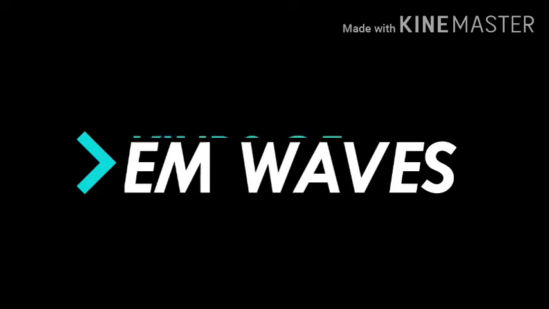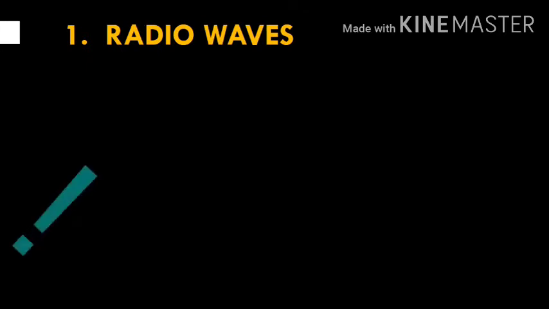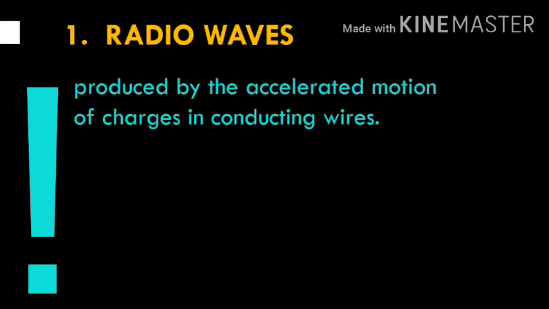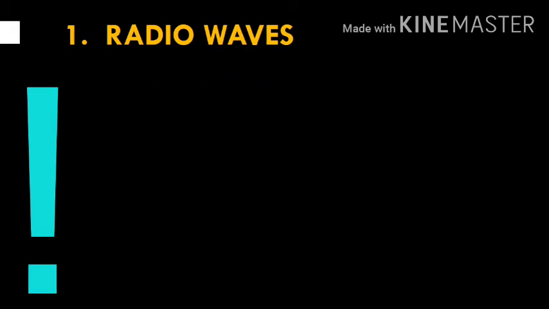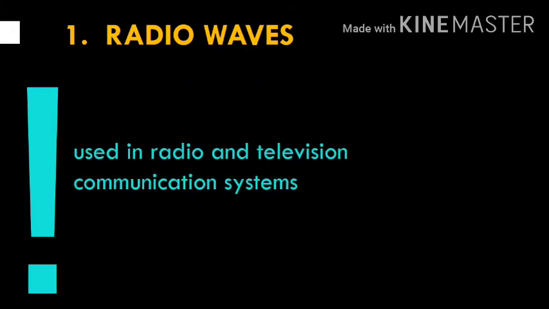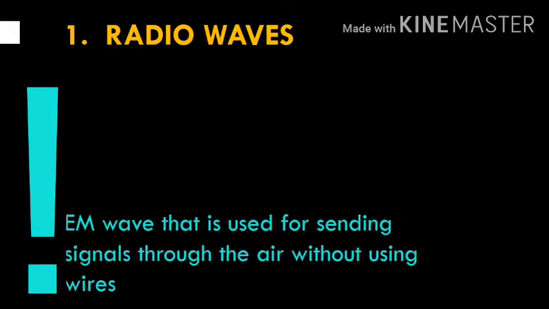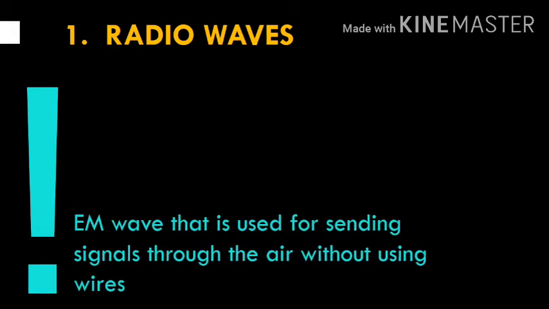What are the kinds of EM waves? Let's start with radio waves. Radio waves are produced by the accelerated motion of charges in conducting wires. They are also used in radio and television communication systems, and they are electromagnetic waves used for sending signals through the air without using wires.